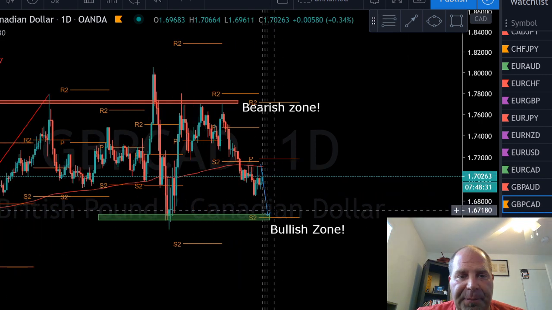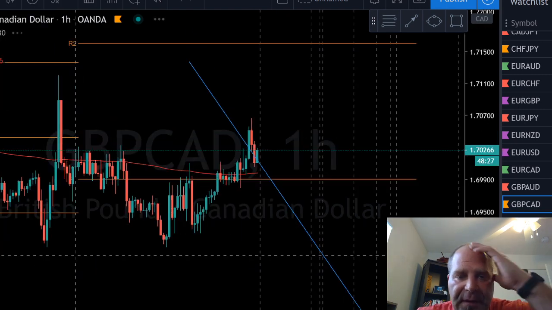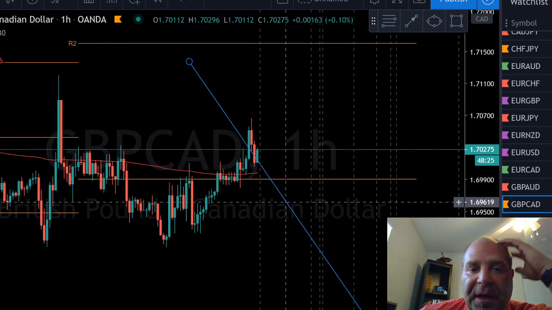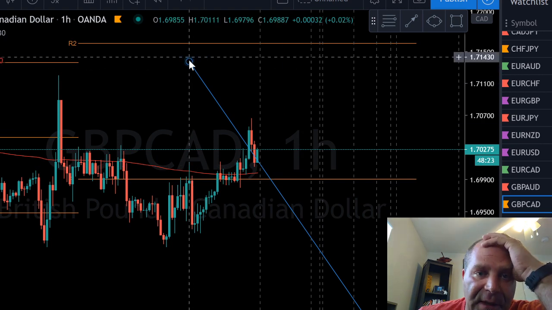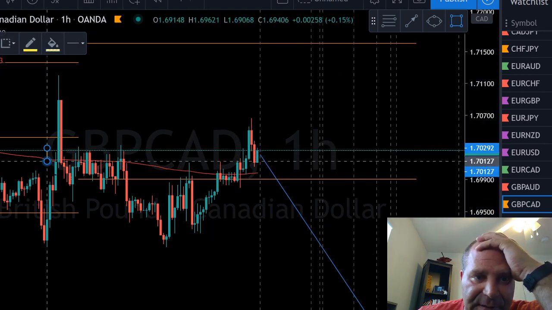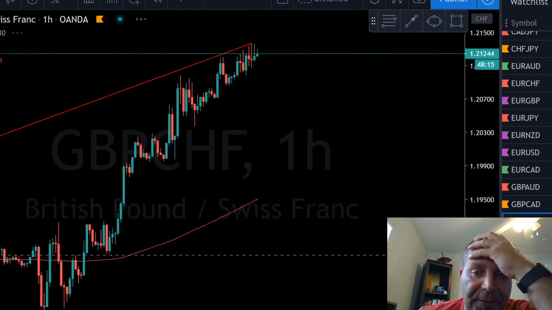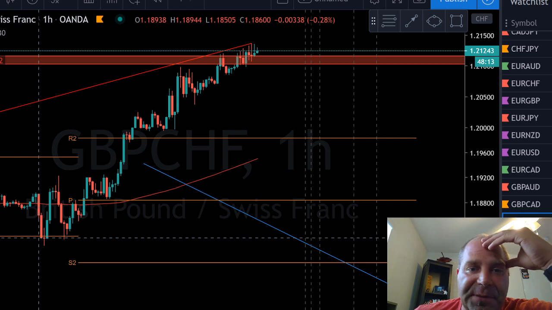So our prediction, let's go back to our hourly. Get a little bit better. Price just hugging the pivot. We're just in a make or break zone. Nothing to report there. Pound Swiss franc.